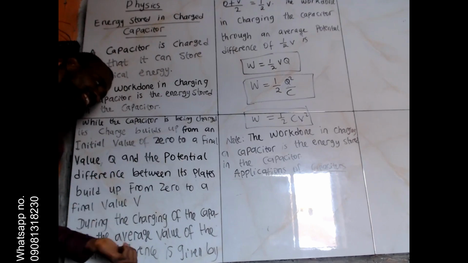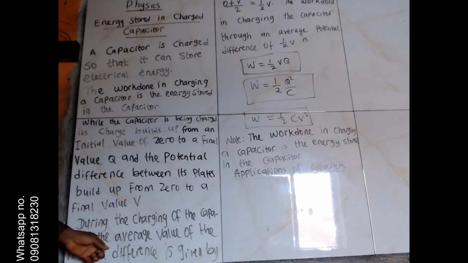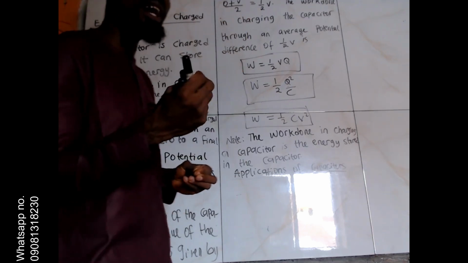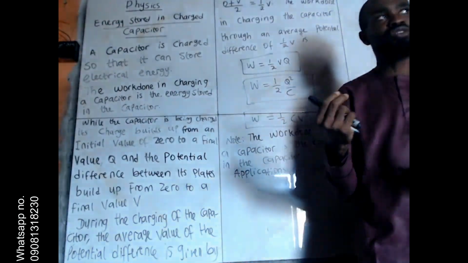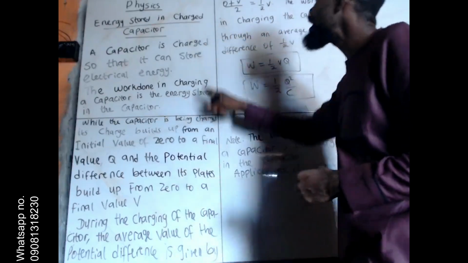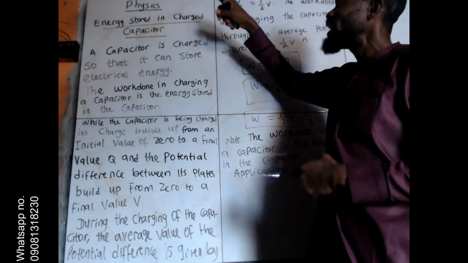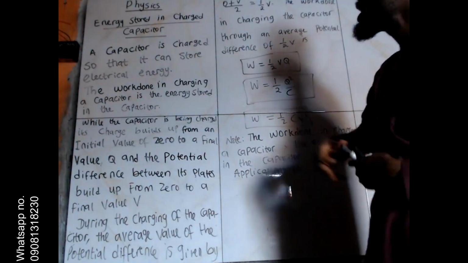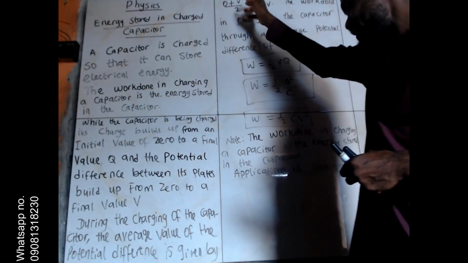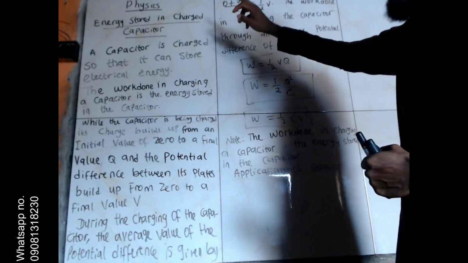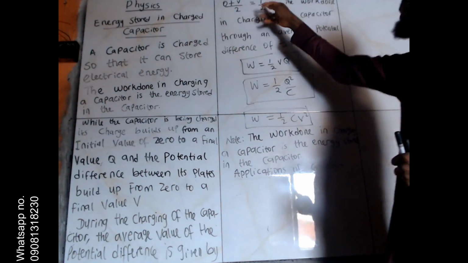Now, during the charging of the capacitor, the average value of the potential difference is given just the way you will calculate a mean. You have two values, you add them up and divide by 2, so it is given as 0 plus V over 2. Your initial potential difference across the plates was 0, and your final potential difference was V. Taking the average of this potential difference, 0 plus V over 2 is the same thing as 1 over 2 V, half V.